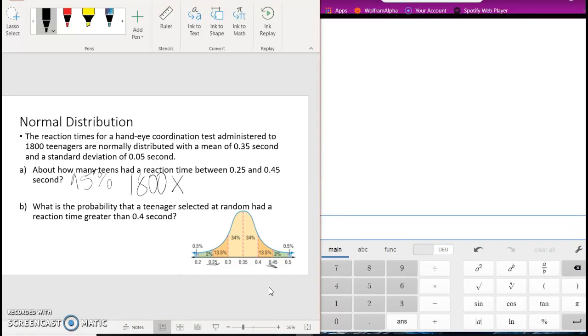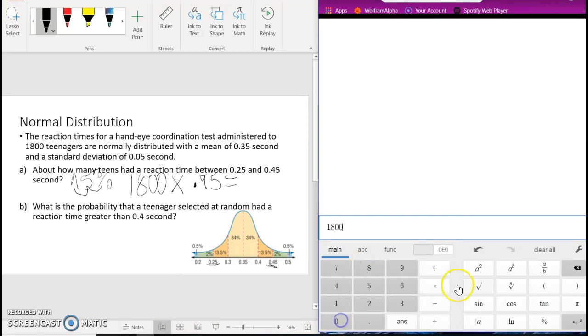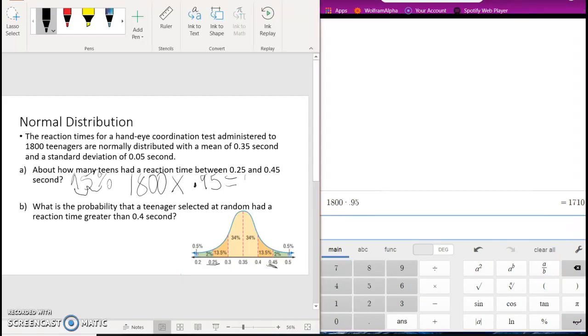Now 95%, we know if we drop the percent, move the decimal two places to the left, is 0.95. So going to our calculator here, 1,800 times 0.95, 1,710. So 1,710 students had a reaction time between 0.25 and 0.45 seconds.